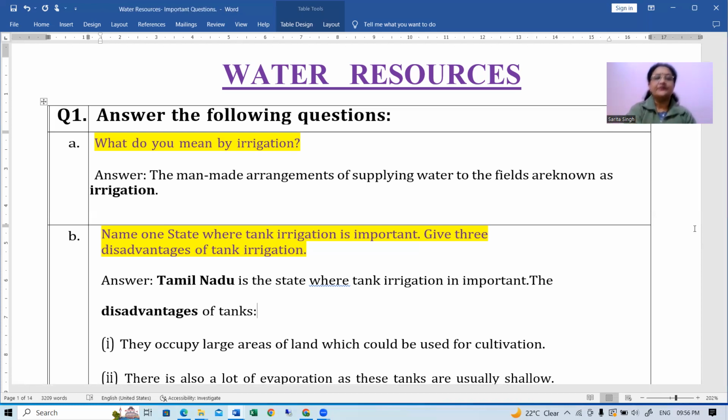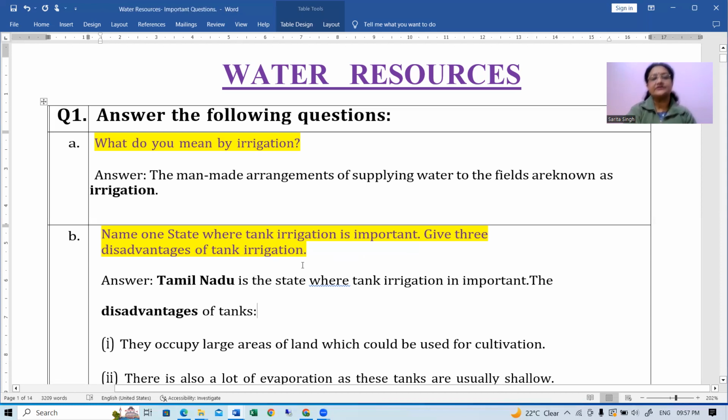The answer is the man made arrangements of supplying water to the fields are known as irrigation. Okay, any means of, you can say artificially, when we provide water supply to the fields, right, for growing certain crops and all, so that is actually called irrigation.